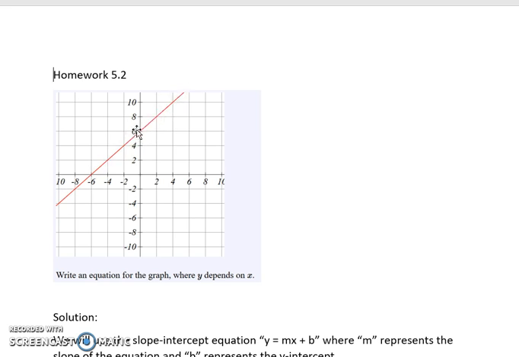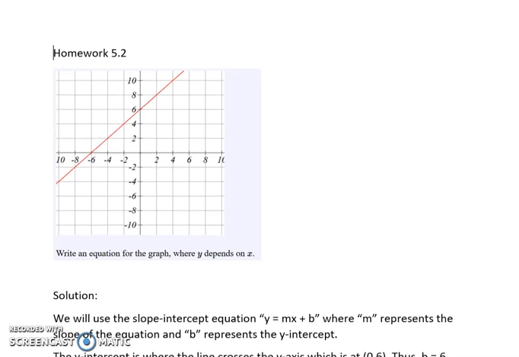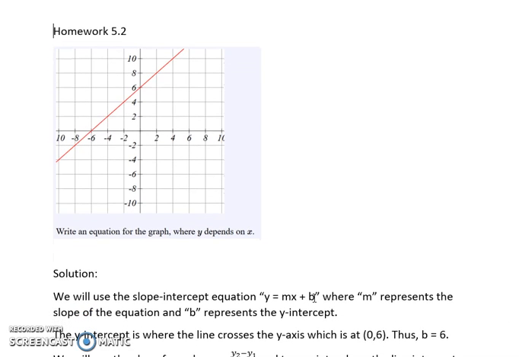Here's the point where it crosses the y-axis, that's called the y-intercept. Here's the point where it crosses the x-axis, called the x-intercept. To get the equation of the line, we're going to use the slope-intercept formula, y equals mx plus b. So what we still need for this equation is we need to know what is this slope and what is this y-intercept.